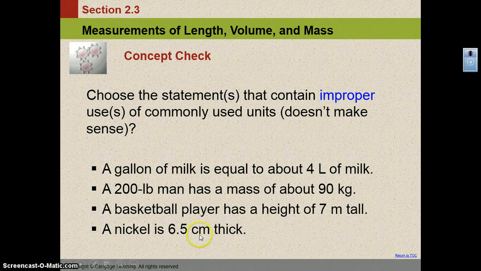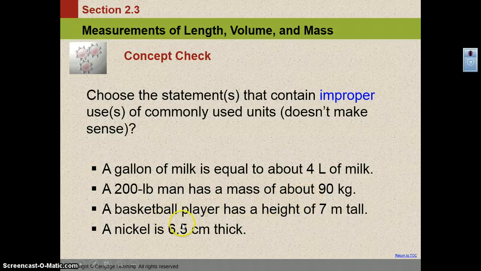So we go down through here and we look at a gallon of milk is about 4 liters of milk. Well, a 2-liter soda bottle, you're familiar with that. Is a gallon of milk about 4 liters? Is that about right? Oh, that's not too far off. A 200-pound man has a mass of about 90 kilograms. There are about 2.2 pounds per kilogram, so that's reasonable.